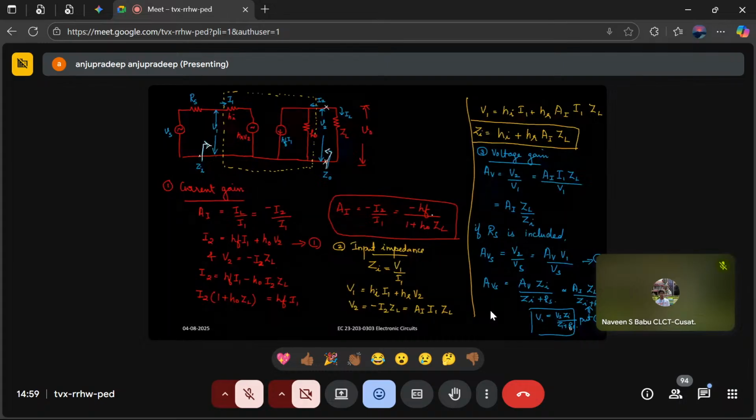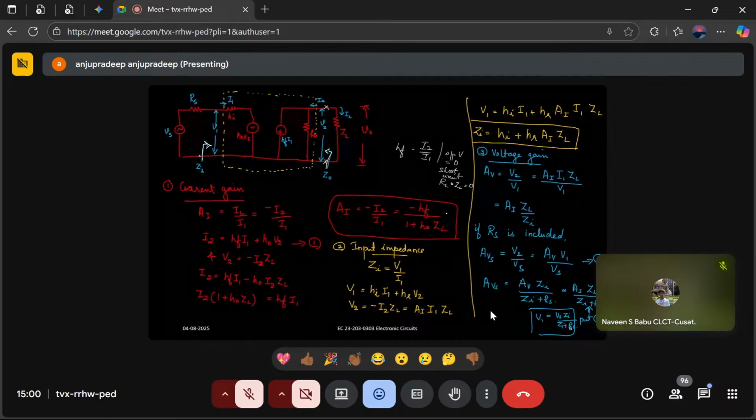See, remember earlier, how did we define HF? HF was also a current ratio. It was equal to I2 by I1, under the condition output voltage is equal to 0, which means you have a short circuit there. And when will you get short circuit? When RL or ZL is equal to 0. Substitute ZL equal to 0 here. The second term in the denominator vanishes. So you will get minus HF by 1. So that is equal to HF itself. So HF indicates the maximum current gain. Is that much clear? Do you have any doubts?